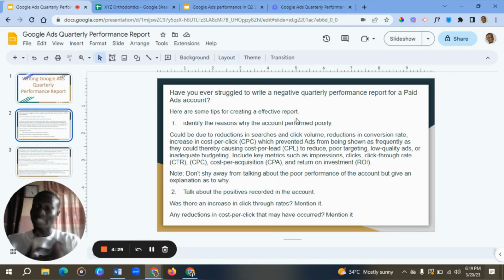So the first thing, you have to find out why the account performed poorly. Also, if the account performed well, you also have to give reasons why the account performed well. Secondly, we want to talk about the positives recorded in the account.